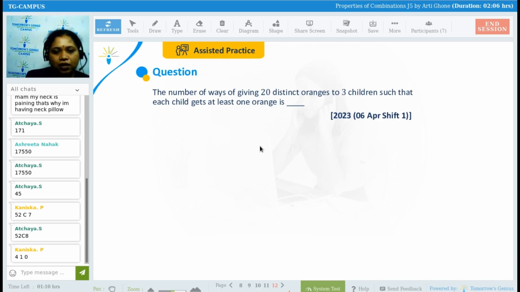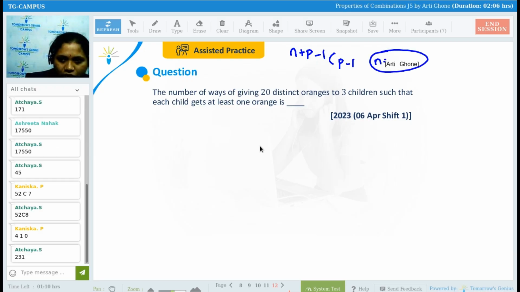Now we have 20 objects and 3 kinds to be distributed. So see how simple it is with the standard process of the beggars method. What is the formula of the beggars method? n plus p minus 1 C p minus 1. I'm again revising: n plus p minus 1 C p minus 1. This is the formula for the beggars method and we need to calculate what is the exact value of n and what is the exact value of p.